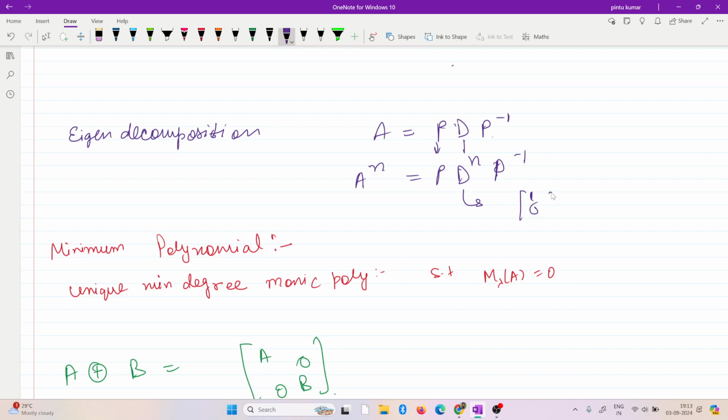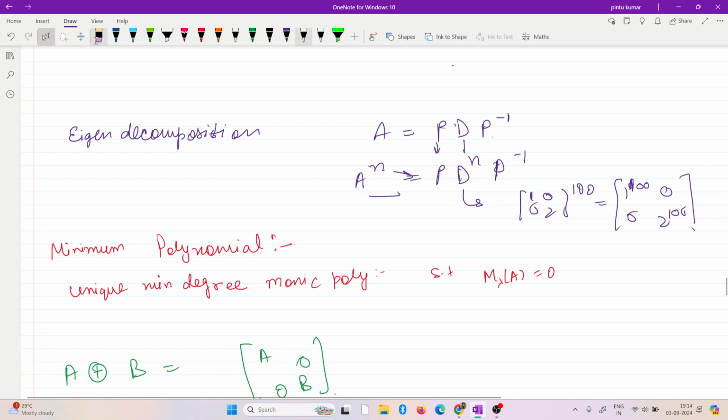For example, let's say your matrix is 1 0 0 2. This to the power 100 is nothing but 1 to the power 100, 0, 0, 2 to the power 100. So calculating powers of a matrix becomes very easy when you have the eigen decomposition of the matrix.